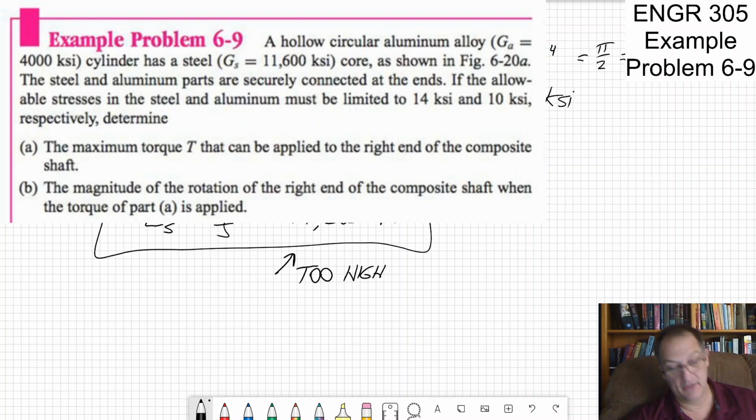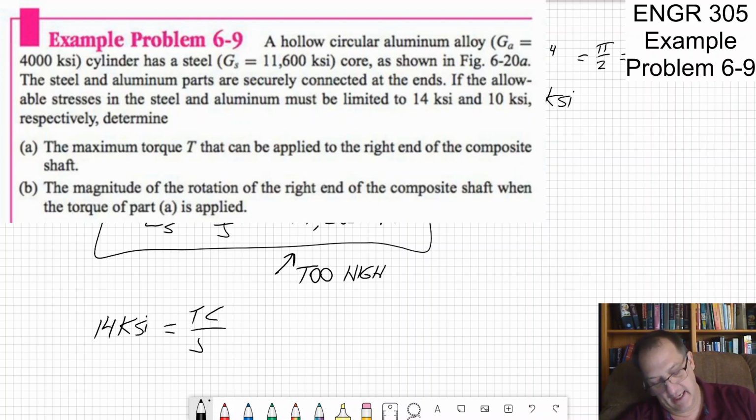So now I need to repeat the process that I set up, going the other way. That means I have to put in 14,000 is equal to TC over J. And then T is equal to, speeding up time, 21,990.